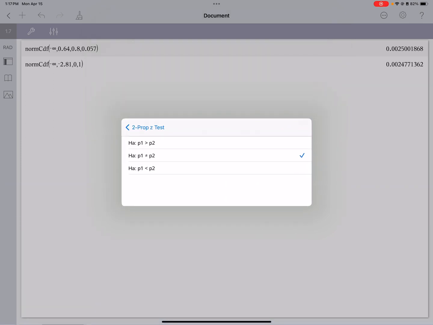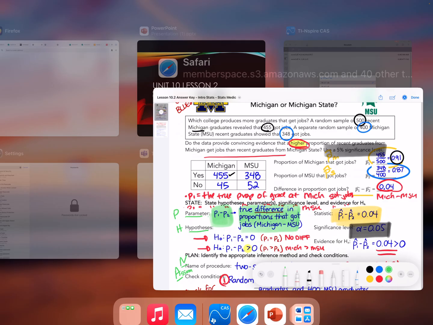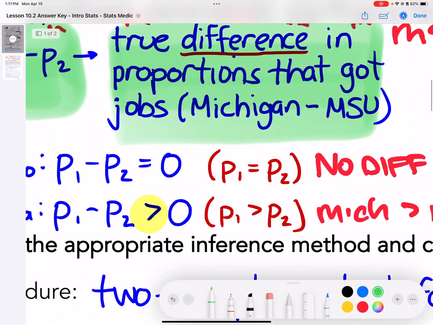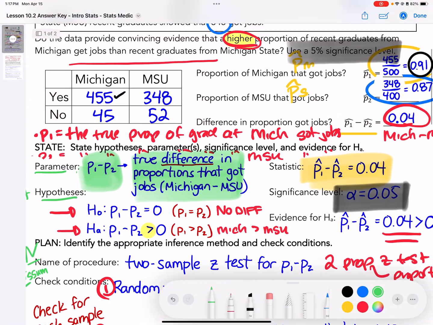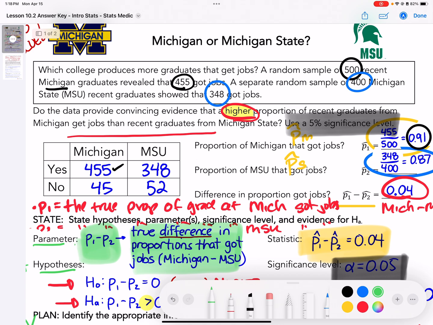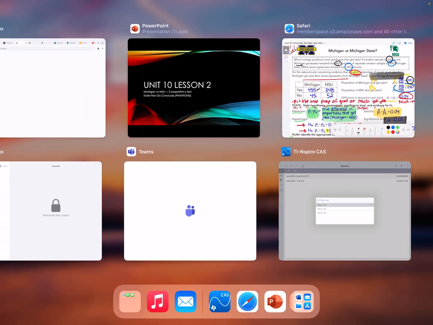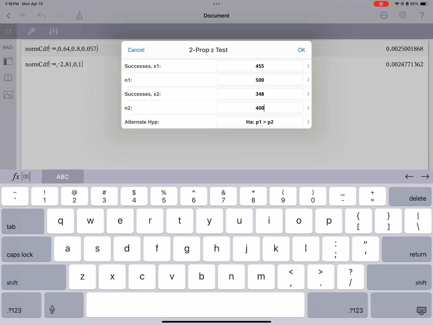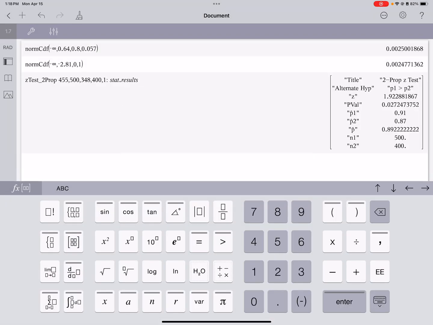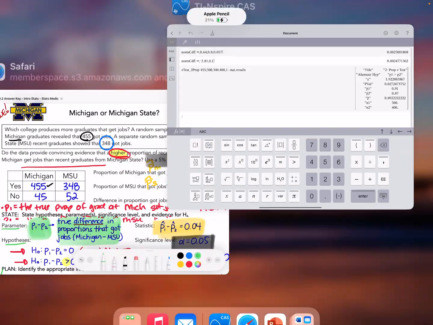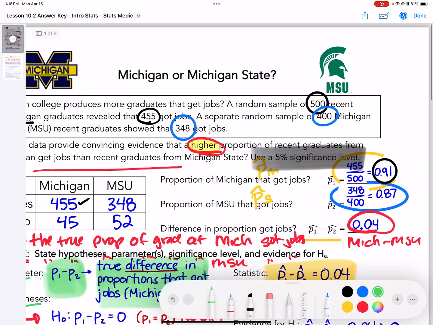The alternative hypothesis is my HA, and remember my HA was a greater than. Remember that was right here. And the way I knew the HA was greater than is, again, because of the question here. It says higher. I'm asking if Michigan is higher than. So, okay, this is all my data, and you see that the Z is 1.92. My p-value is 0.027. P1 had that 91%, P2 had 87%. That's exactly what I got in my data here. All right.